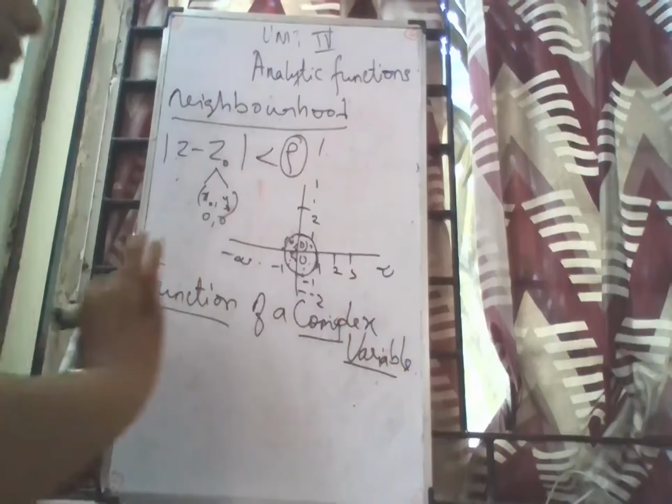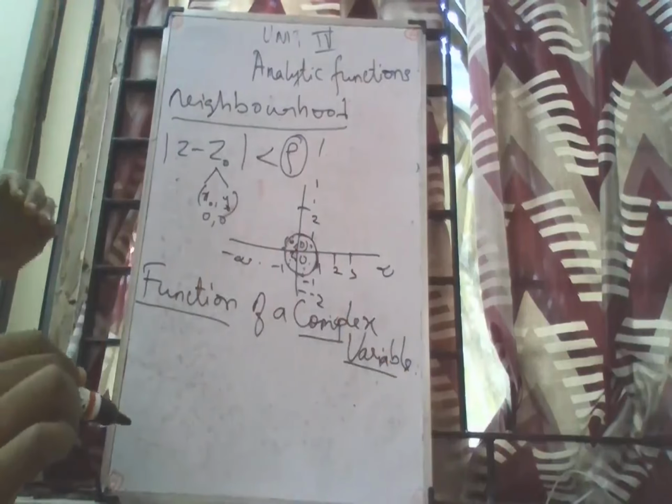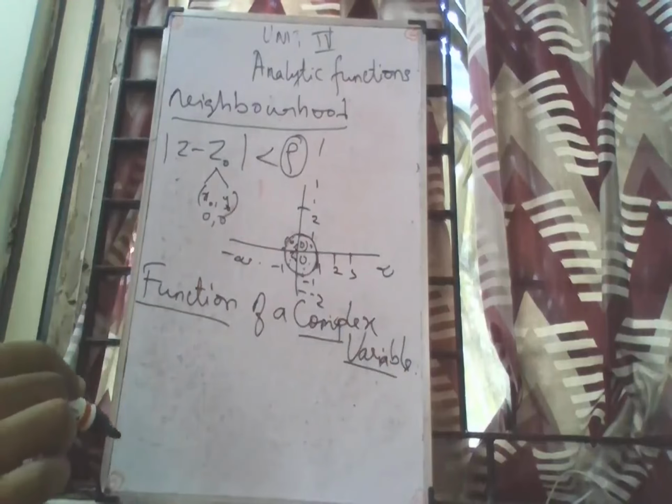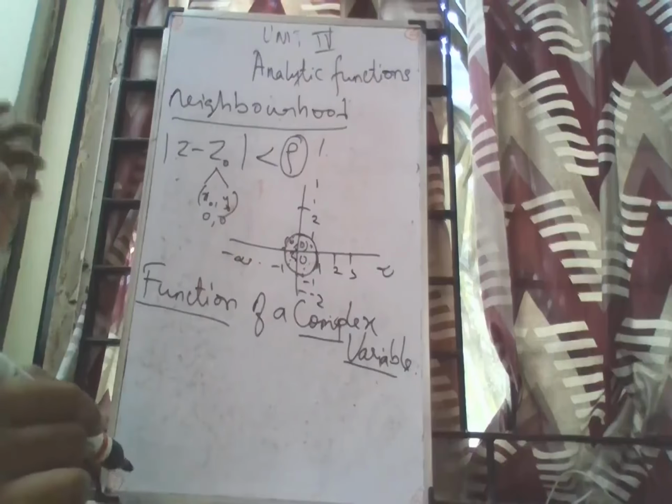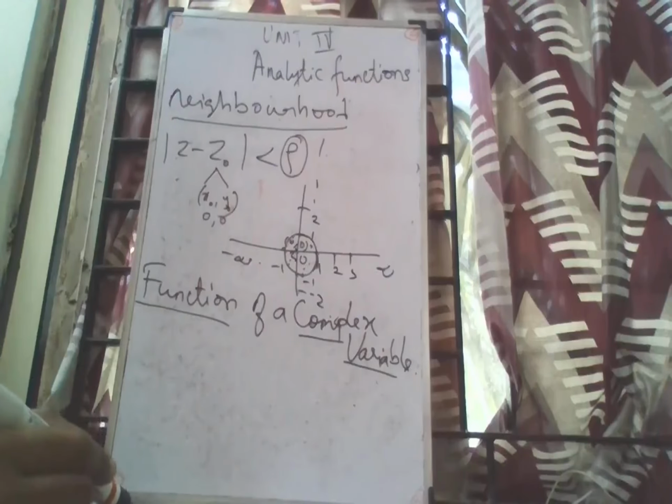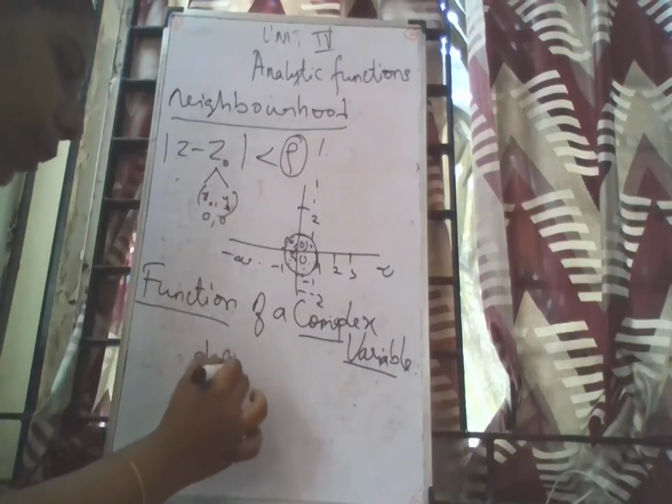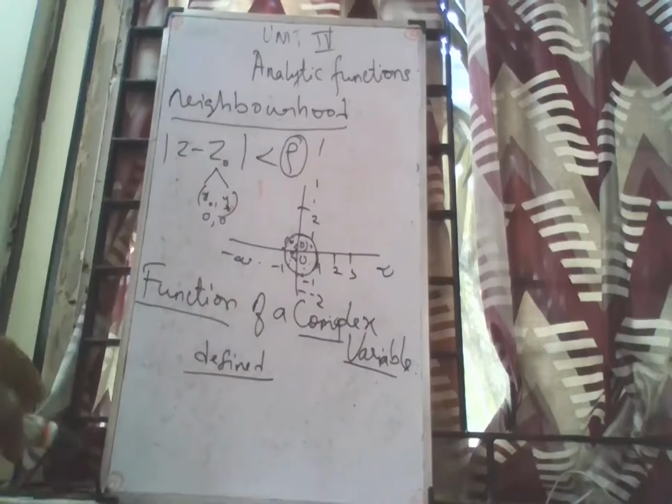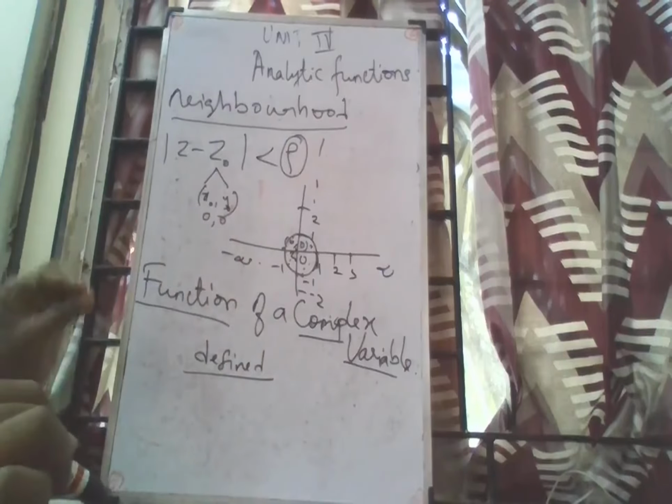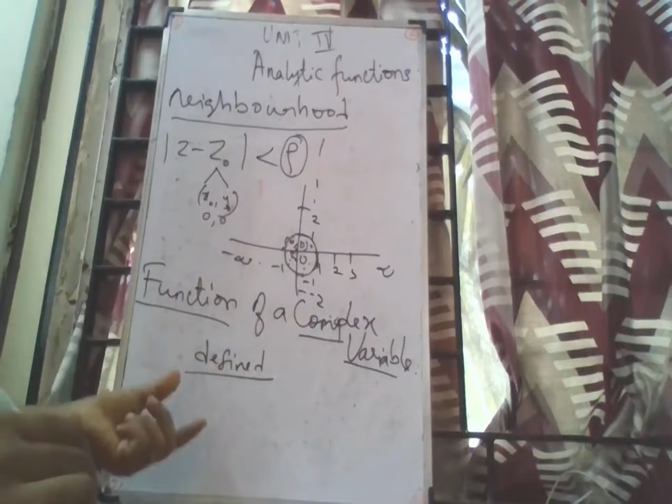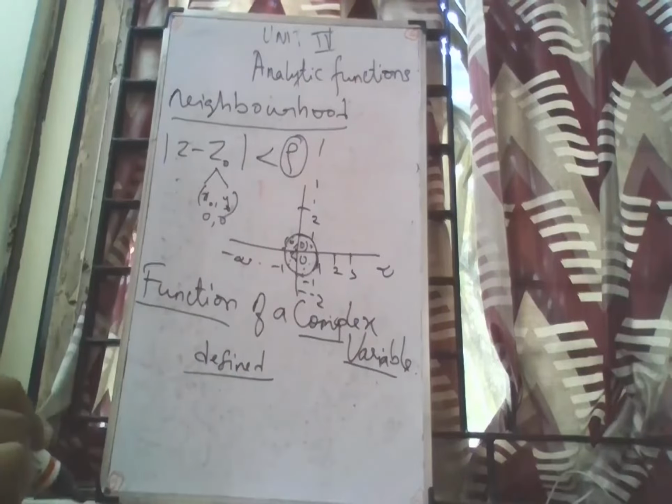Okay, we have entered into complex variables here. Then how do we represent a function here? Whenever we say function, it should definitely be defined first. Whatever functions we are taking here, they must be defined. What is the meaning of defined? Defined means exist. That's the actual meaning of defined in math.